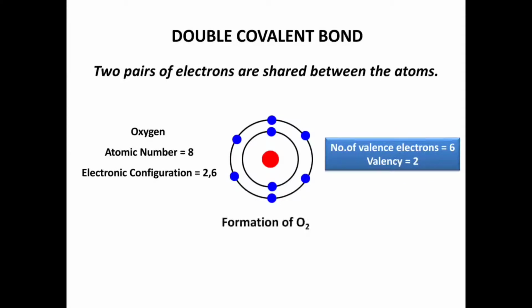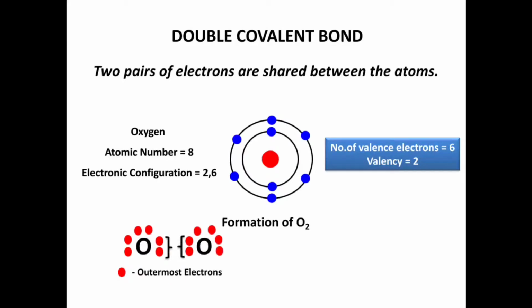And now for the formation of O2 molecule. So one oxygen atom has 6 electrons in its outermost shell, and the other oxygen atom also has 6. And now as the valency is 2, both the oxygen atoms will share 2 electrons from the outermost orbit in order to form a double covalent bond.